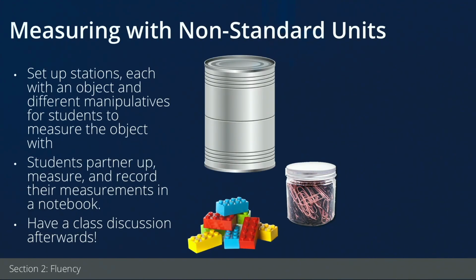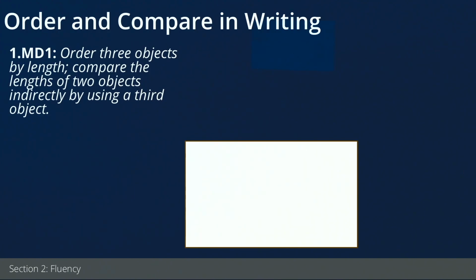So one of the things you might want to have students do is to measure with non-standard units. You could set up different stations or centers and have different objects at each, and then students can measure an object with that non-standard unit. Then students could partner up and measure and record, and then have a class discussion about how they used these non-standard units to measure the same thing.